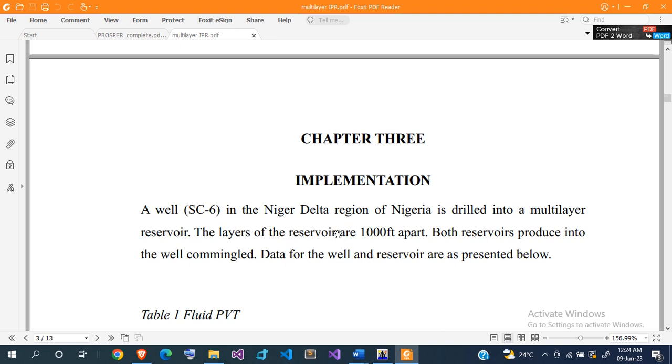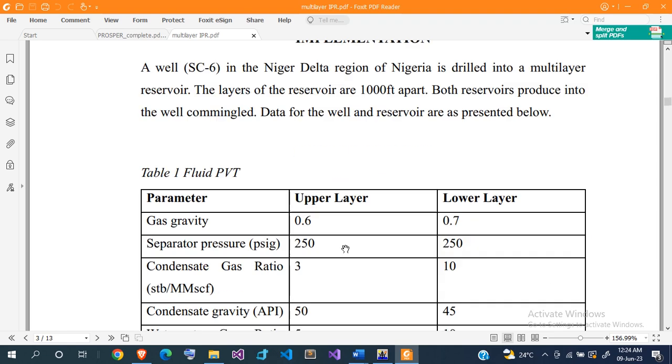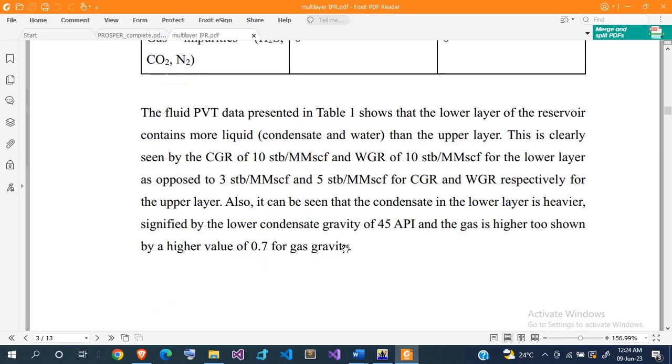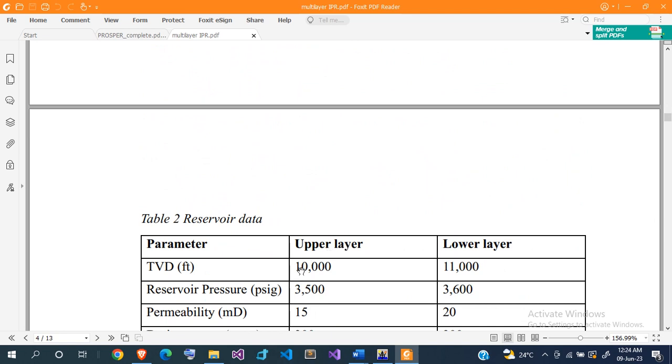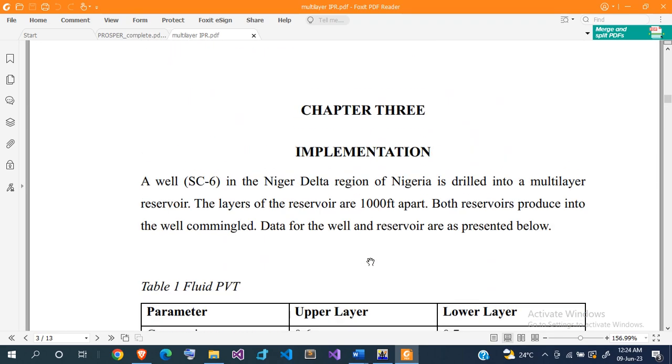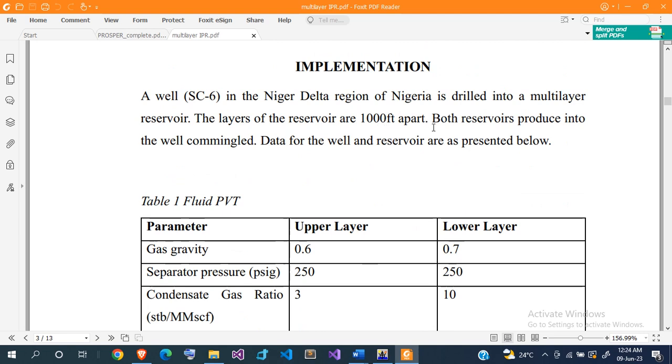The layers of the reservoir are about 1,000 feet apart. The first one is at 10,000 feet, and the other one is at 11,000 feet, so just a difference of 1,000 feet. That's what I'm trying to say here: 1,000 feet apart, and both reservoirs produce commingled.